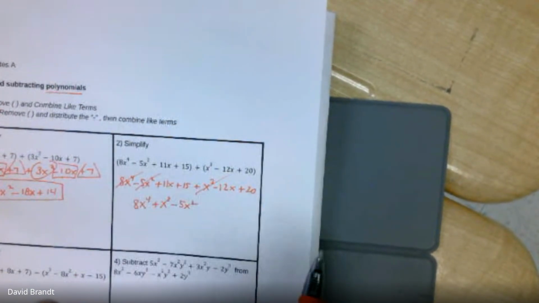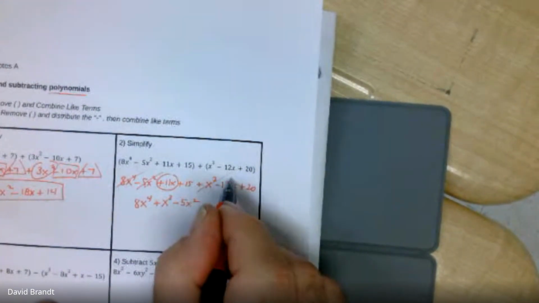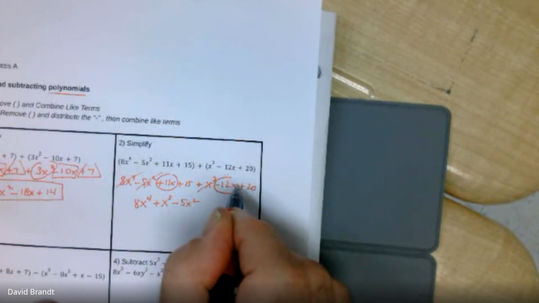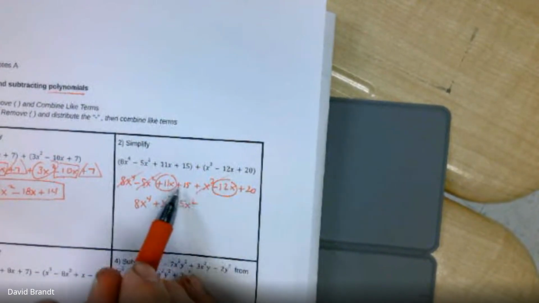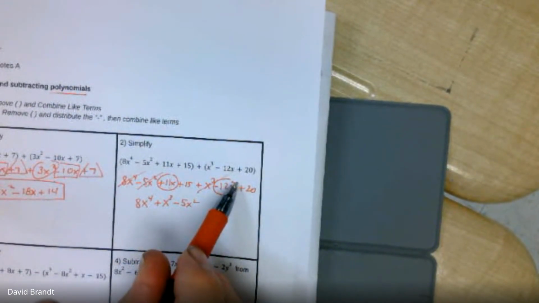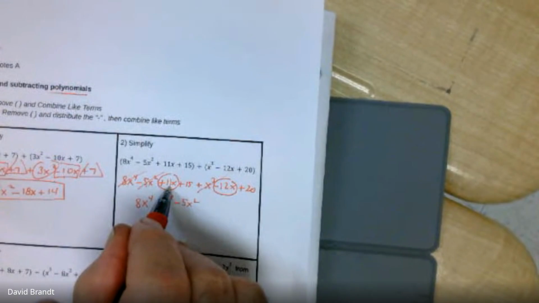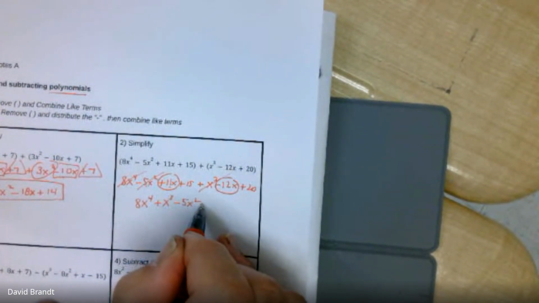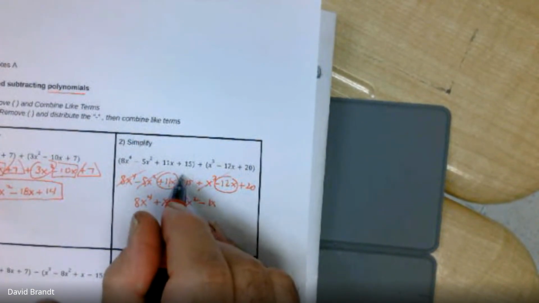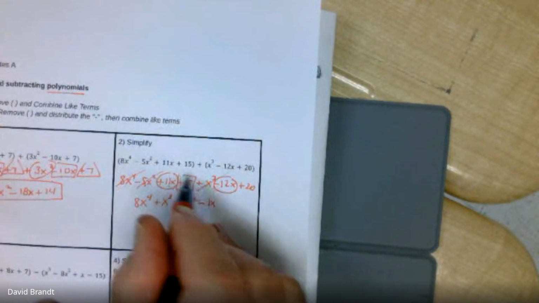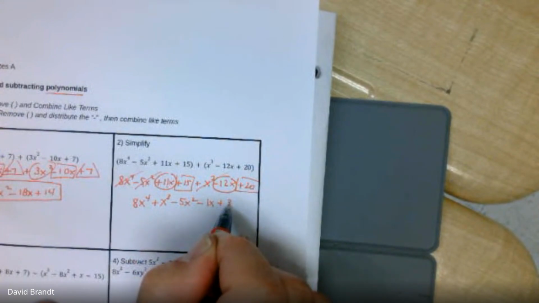Cross it out. Now here, I do have an x term here, and I do have an x term here. Those of you that are real up on your vocabulary, those are called my linear terms because the only exponent they have is a 1. These are called my linear terms. But 11x minus 12x is a negative 1x. You don't need the 1. And then my plus 15 goes with my plus 20. When I combine those, that's plus 35.